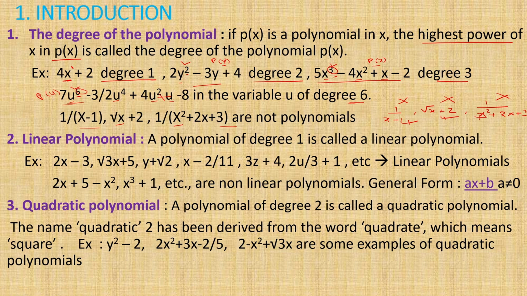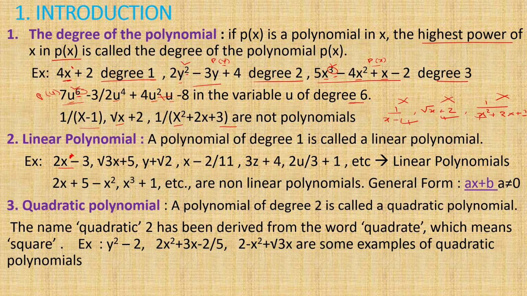Now we will see the different types of polynomials. In that, the first one is the linear polynomial. A polynomial of degree 1 is called a linear polynomial. If you consider any polynomial whose degree is 1, then it is called a linear polynomial. If you see 2x minus 3, here only one variable is there and the highest power is 1. So it is a linear polynomial.